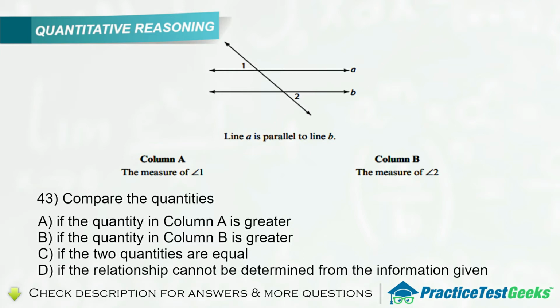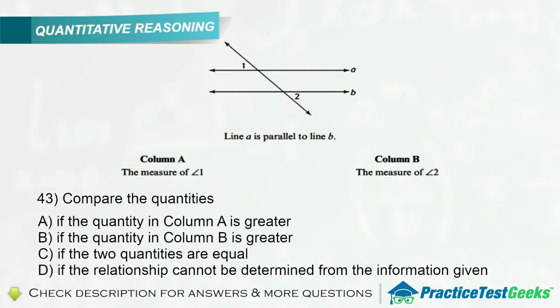Question 43. Line A is parallel to line B. Column A. The measure of angle 1. Column B. The measure of angle 2. Compare the quantities. A. If the quantity in column A is greater.